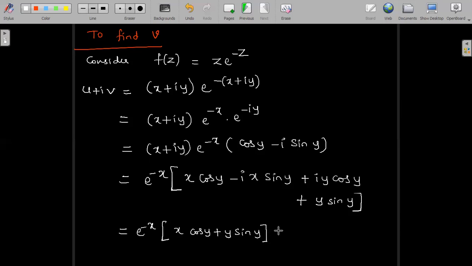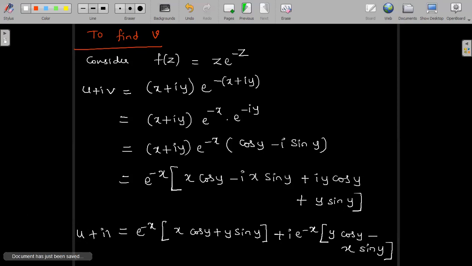And in the imaginary term, I'll write down plus i e power minus x first outside. What are all the imaginary terms we have? We have y into cos y minus x into sin y. Now we have to obtain the imaginary term, that is v. Now we can equate real and imaginary parts on both sides. Remember the left hand side is nothing but u plus iv.